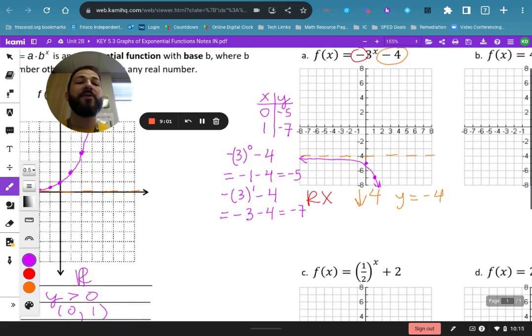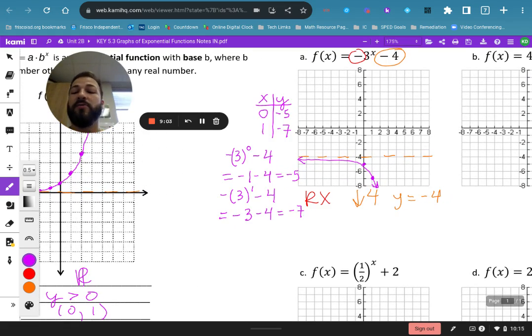The last thing we want to add in is our key features, which were domain, range, our intercept, and then of course if it was increasing or decreasing.